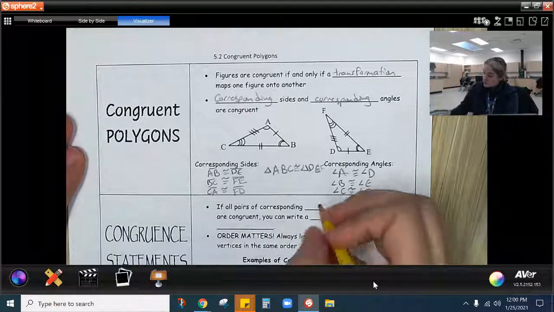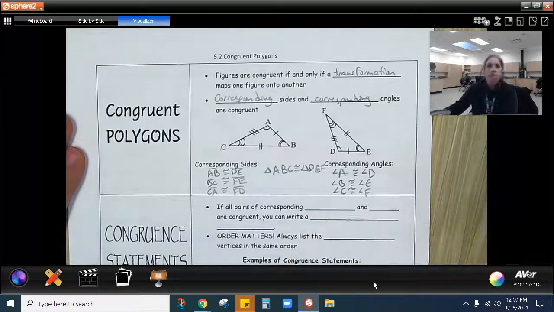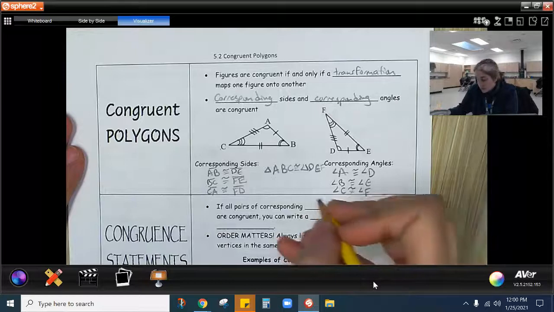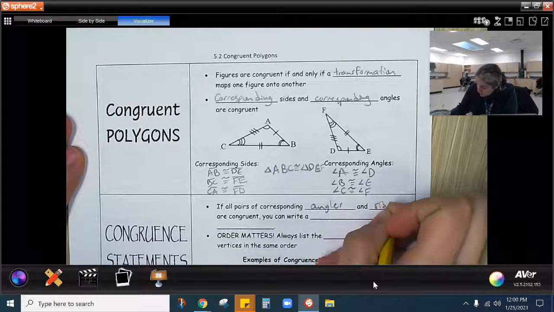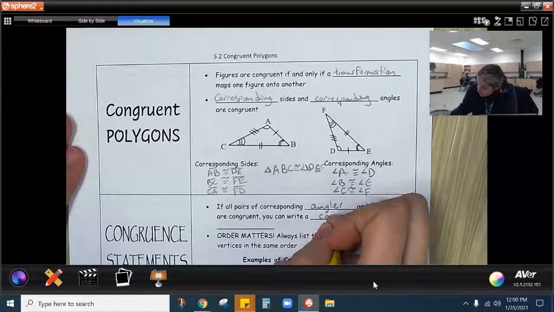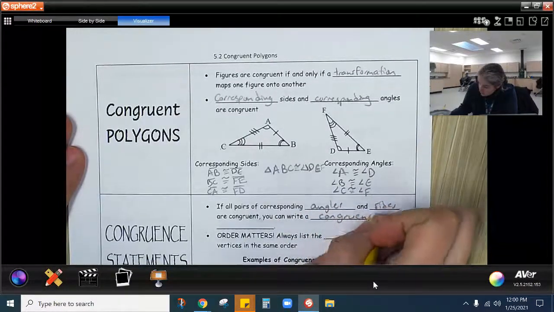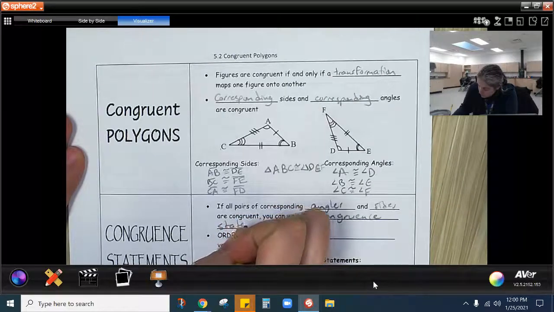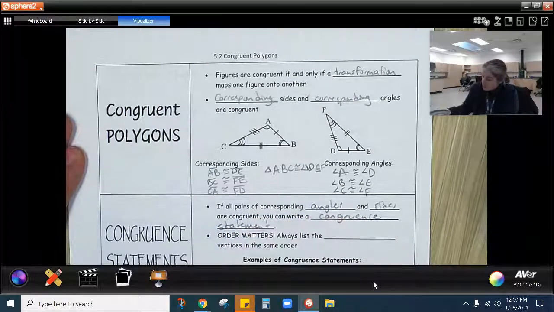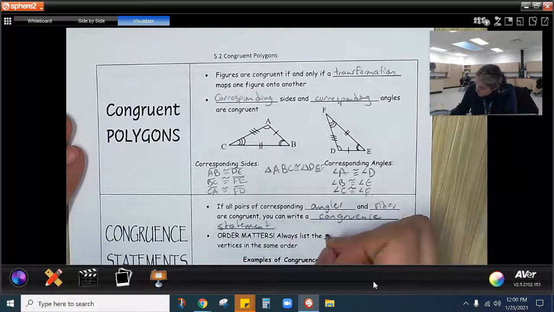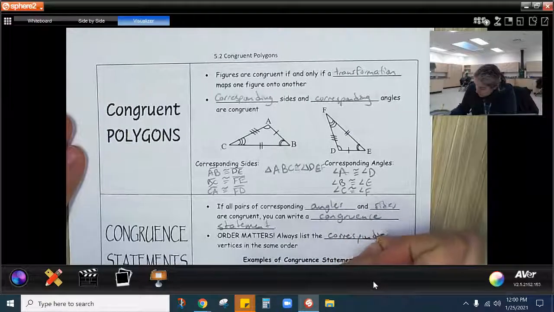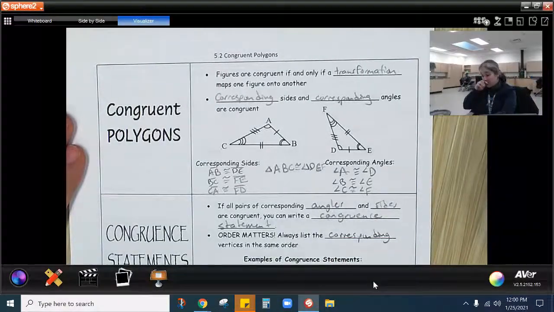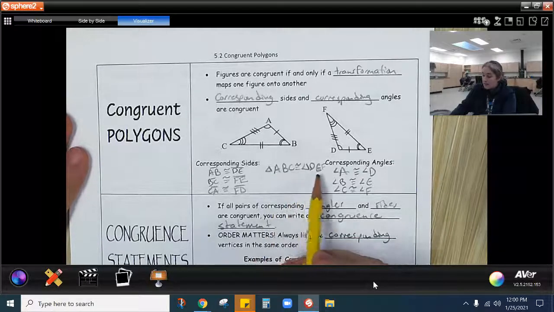So if all pairs of corresponding angles and sides are congruent, you can write a congruence statement. So order matters. Always list the corresponding vertices in the same order. So we already did ABC to DEF.